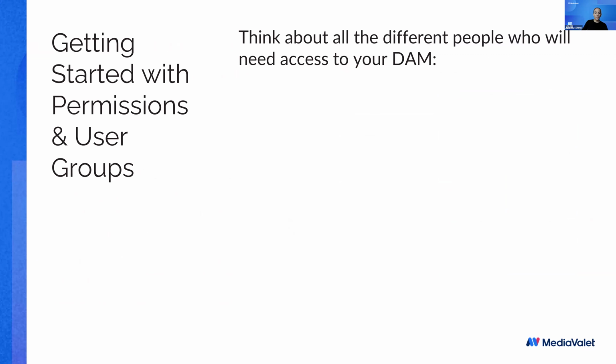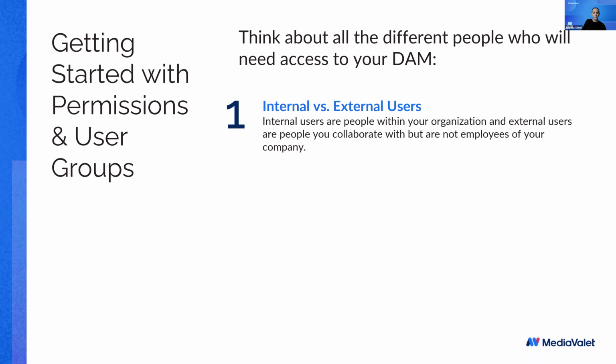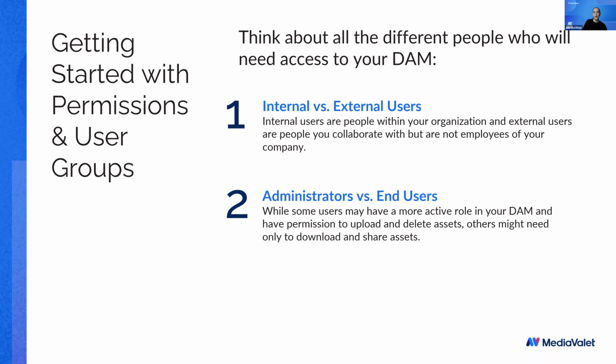So how do we get started with permissions and user groups? I always recommend: make it fun. Get a cup of tea or a cup of coffee. If you like wine, go for it too. And think about all the different people who need access to your DAM. I like to separate them into internal versus external and administrator versus end users. I know some of them are a little bit self-explanatory, but just to give you a quick overview, internal users are part of your organization, and external users are people you collaborate with but are not employees.